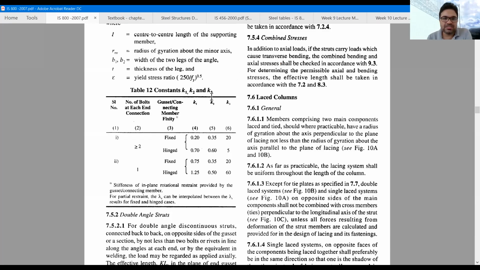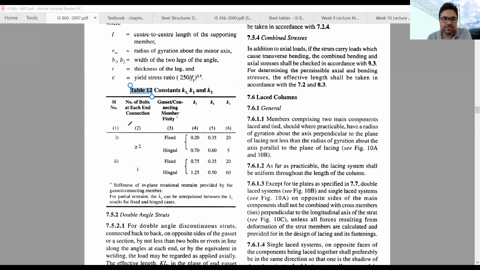There you can see this is Table 12 to find the constants K1, K2, K3. You can see the number of bolts at each end. In our case it is 1, and if there is one bolt, there are two cases, whether the ends are fixed or hinged. We have assumed that our end is fixed. So for the fixed end, having one bolt at each end, the value of K1 will be 0.75, K2 will be 0.35, and K3 will be 20. This is how we find the values of K1, K2, K3 from the IS code. So we will write these values in the slide.